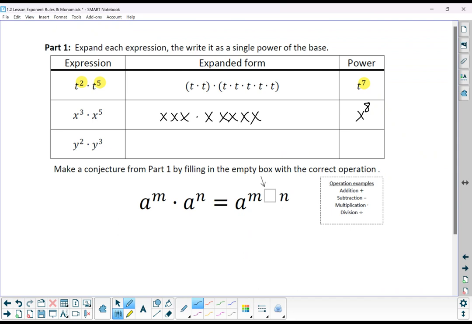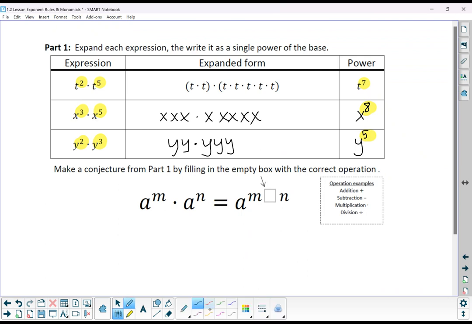And the last one has a y squared, so that's a couple of factors of y multiplied by a y to the third, so that's 3 more factors of y, and that gives us a total power of y to the fifth. So if you look at the exponents on the left, you can see that they add together to give you that exponent on the right.